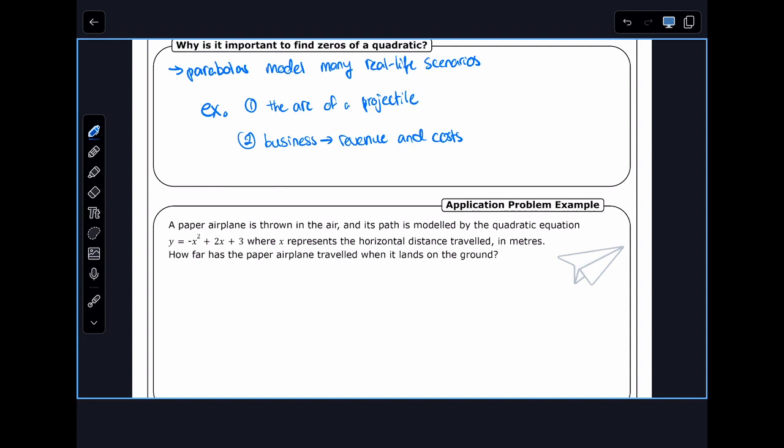So this airplane, when it's thrown, it's going to look like that. And so now we continue the question. X represents the horizontal distance traveled in meters. And we want to know how far the airplane traveled when it lands on the ground. So notice, if I asked you how high the airplane got, that would be me asking you to find the vertex. But I'm asking you for the distance it traveled. So we want to find the zero, the endpoint over there, when it hits the ground. In this case, you're going to imagine the x-axis as the ground.